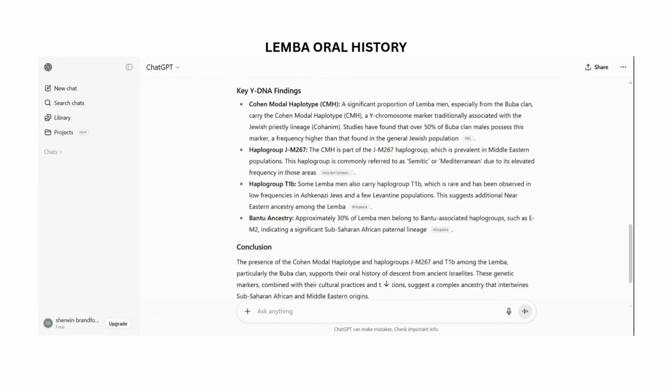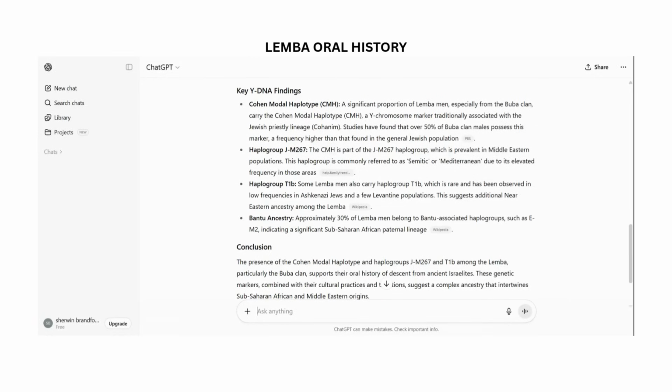So these haplogroups T and J line up with the oral history of the Lemba, which is that they mixed with foreign spouses in Babylon and decided that they didn't want to let it go. So they just continued making kids generation after generation. And that's where you have the haplogroup J and haplogroup T within the Lemba people, or the Buba clan of the Lemba people. So when you see or hear this reference to the Cohen modal haplotype being representative of the line of Aaron, or the Levites, that's false.